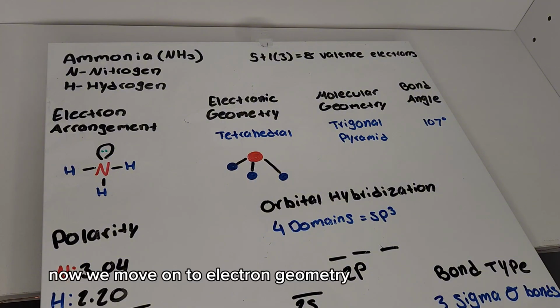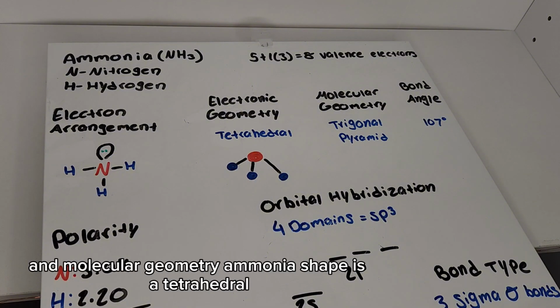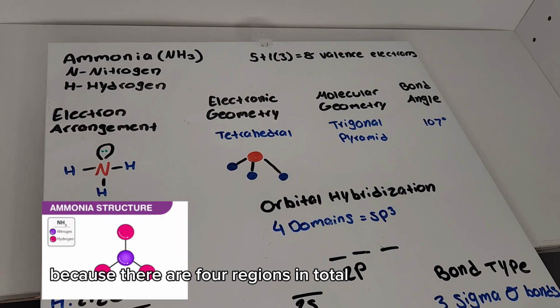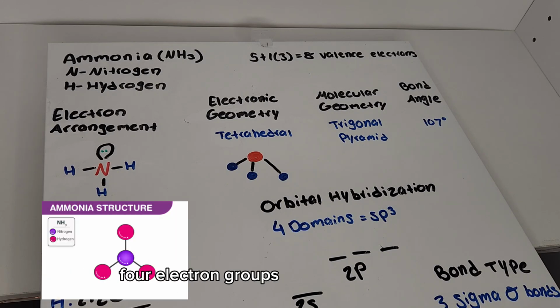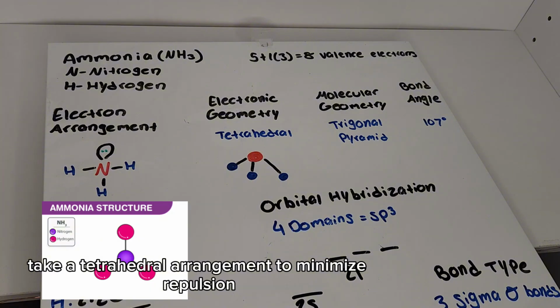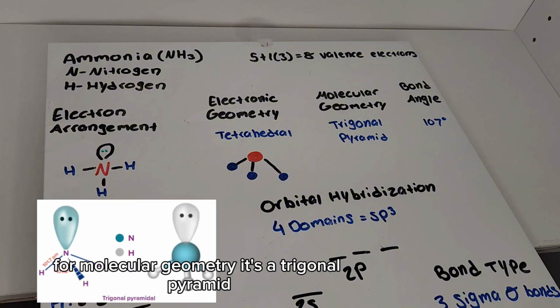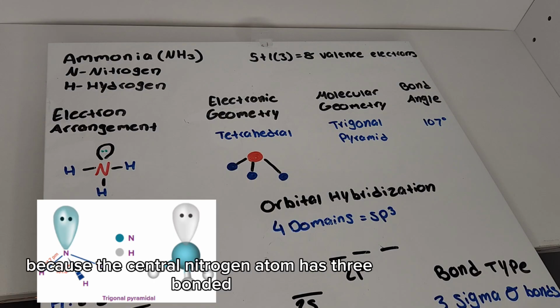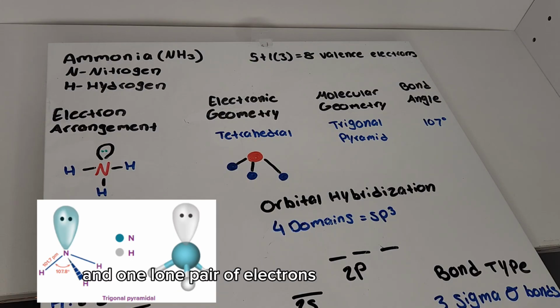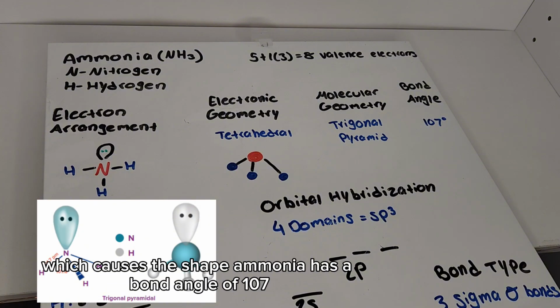Now we move on to electron geometry and molecular geometry. Ammonia's electron geometry is tetrahedral because there are 4 regions in total. 4 electron groups take a tetrahedral arrangement to minimize repulsion. For molecular geometry, it's a trigonal pyramid because the central nitrogen atom has 3 bonded hydrogen atoms and 1 lone pair of electrons, which causes the shape.